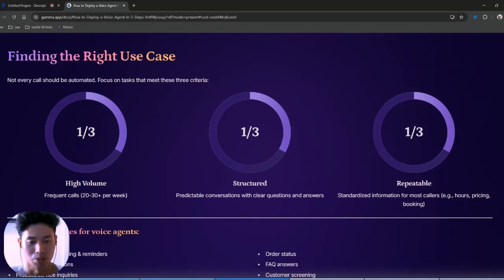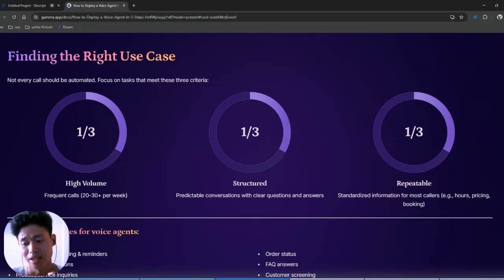So not every call should be automated, and it should be focused on three criteria. Firstly, high volume, which is frequent calls of 20 to 30 calls per week. It should be structured, predictable conversations with clear questions and answers. And it should be repeatable, something that can repeat over and over again, something an AI voice agent can do easily without the need for a human in the loop.